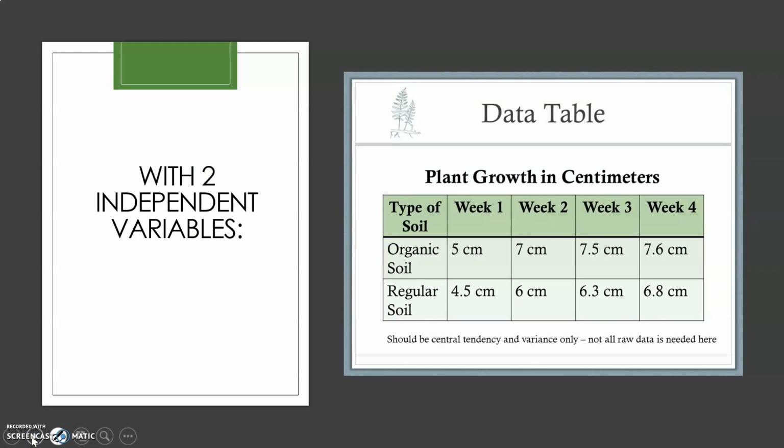All right, next we move on to two independent variables. So you have a data table, and the first independent variable that you're looking at is basically the type of soil. The next independent variable is basically the time. So in this next graph, you're working with two independent variables, and all of the rest of the things that you have measured are the dependent variable. So these are all the data for a dependent variable.